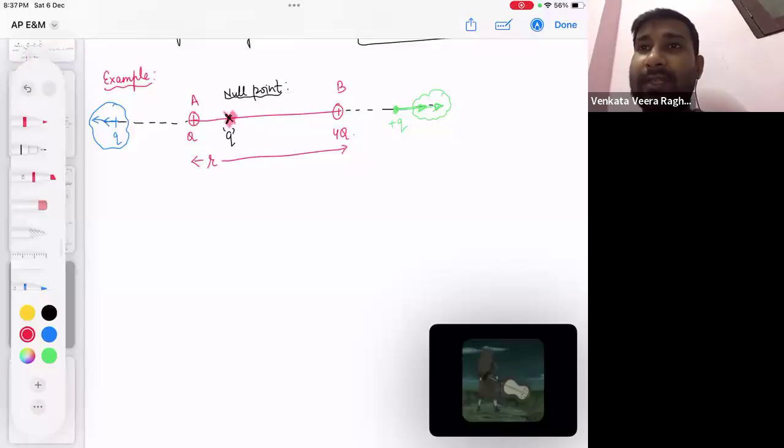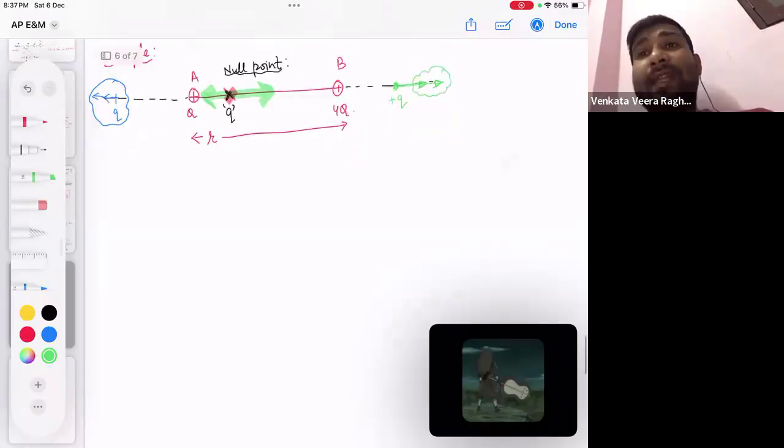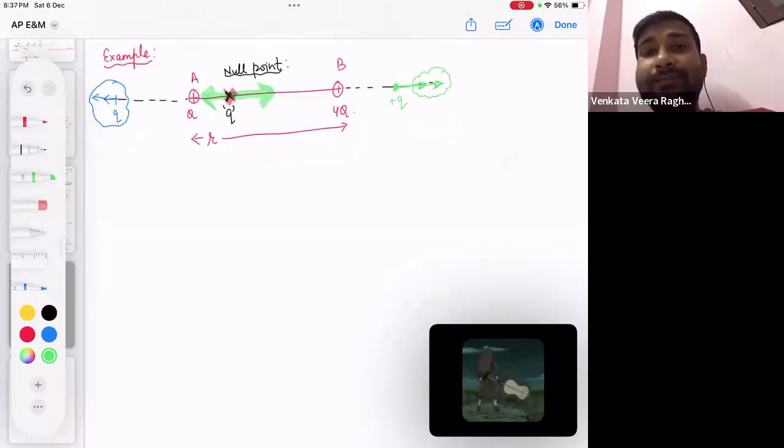Now, if I keep the charged particle here, tell me what will happen. Will it be repelled by the charge A like this? And will it also be repelled by the charge B like this? So now there is a possibility that these two forces may become zero, and that gives me net force as zero. Now I want to locate that point in the question. Where is that point?